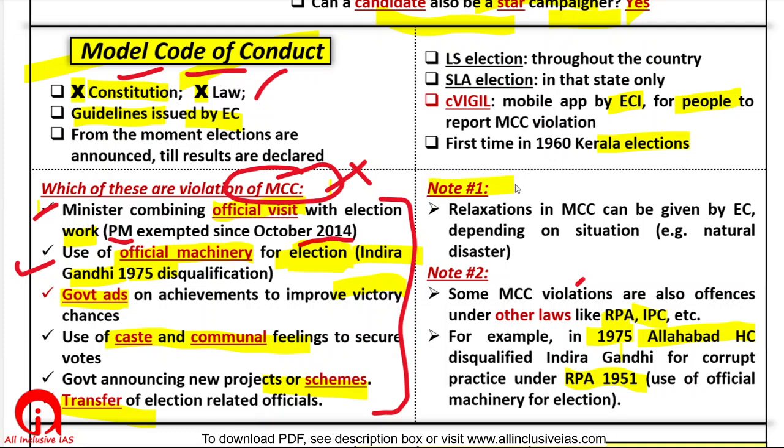One thing is that the Election Commission can relax the MCC in case there is some natural calamity or anything like that. The Election Commission can say that, okay, the government can announce new schemes or give monetary relief to people or such things. So in such cases, it is according to the discretion of the Election Commission.